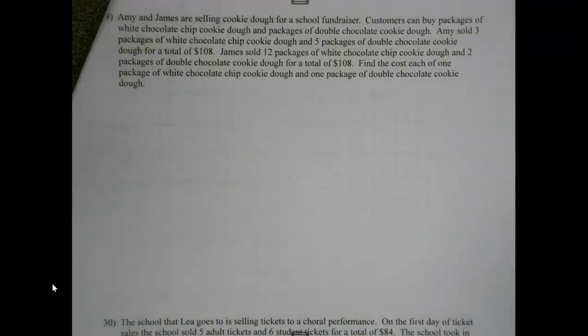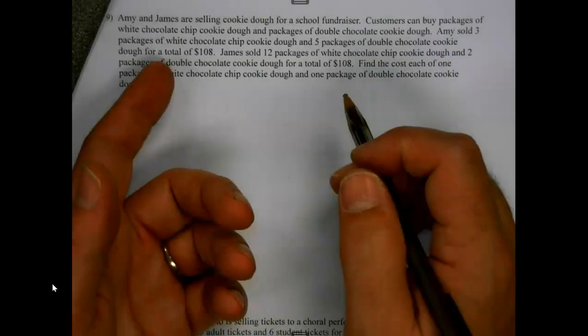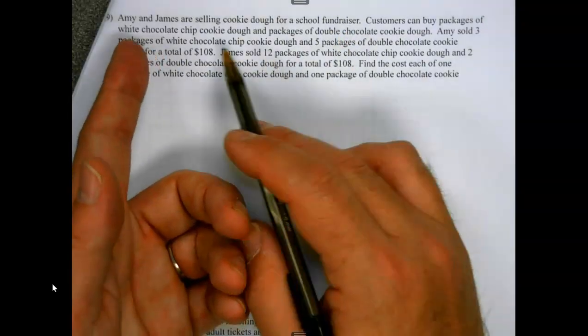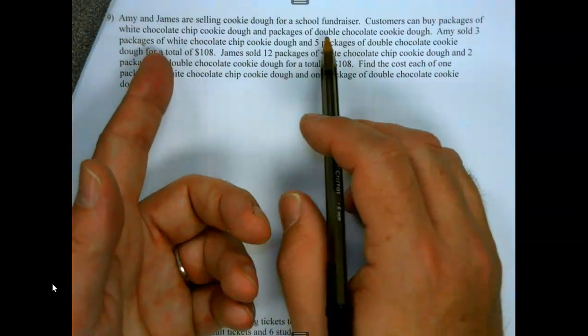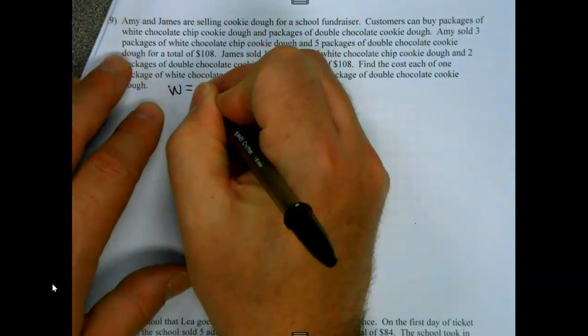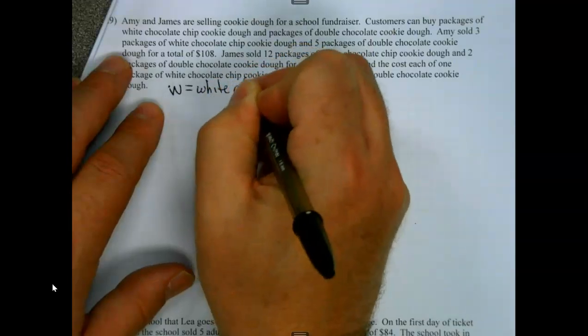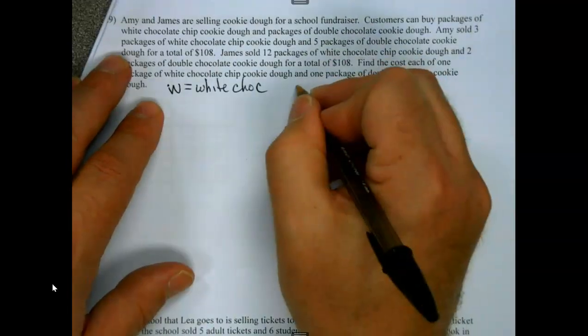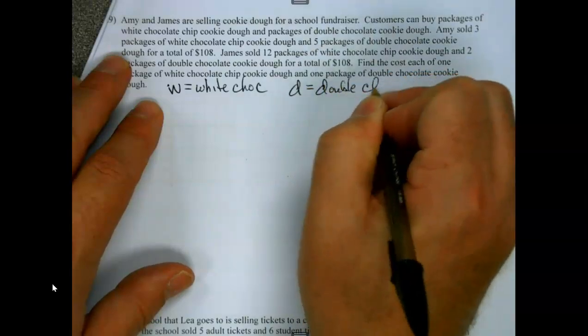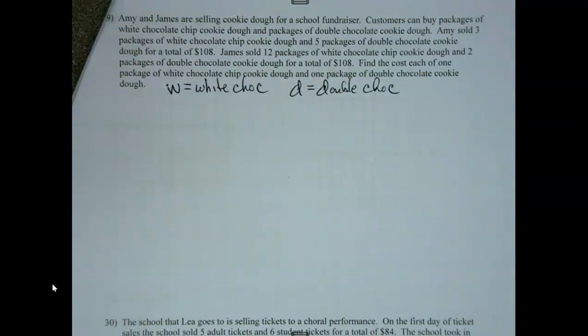Remember on the applications, your equations are right in the sentences. The only thing I need to figure out in advance is, okay, what are my variables standing for? So let's see. We're selling some cookie dough for a fundraiser. All right. White chocolate chip and double chocolate cookie dough. Okay, so I'm going to use W for white chocolate and D for double chocolate.